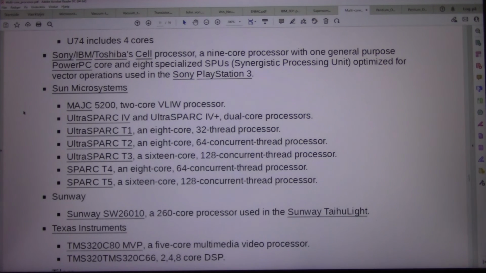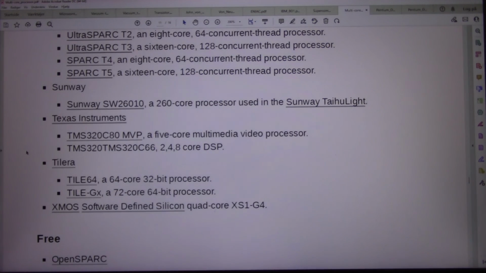Sun Microsystems MAJC 5200, 2-core VLIW processor. UltraSPARC IV and UltraSPARC IV+, dual-core processors. UltraSPARC T1, an 8-core, 32-thread processor. UltraSPARC T2, an 8-core, 64 concurrent thread processor. UltraSPARC T3, a 16-core, 128 concurrent thread processor. SPARC T4, an 8-core, 64 concurrent thread processor. SPARC T5, a 16-core, 128 concurrent thread processor.